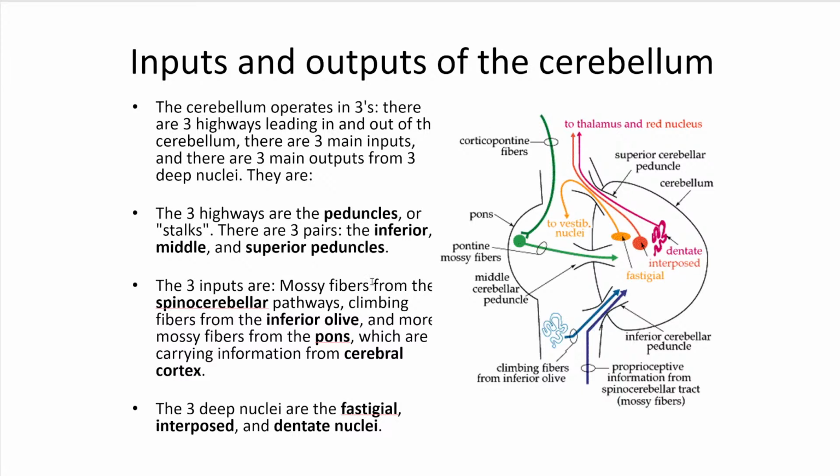The 3 inputs are, first of all, mossy fibers from spinocerebellar pathways. You remember the spinocerebellar pathway, which we studied yesterday. Then climbing fibers from the inferior olive, and additional mossy fibers from the pons, which deliver cerebral cortex output. And finally, there are 3 deep nuclei: fastigial, interposed, and dentate.